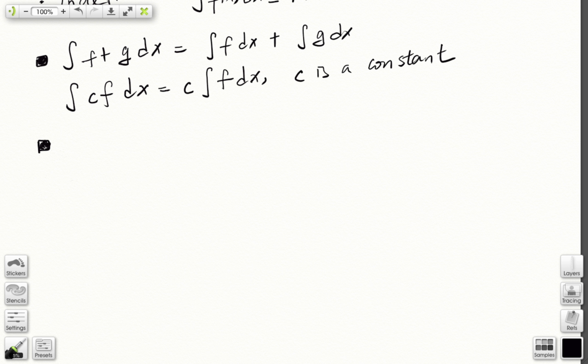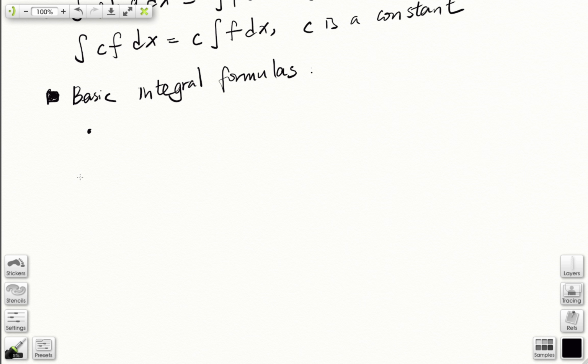As for the second one, it is some basic integral formulas. I'll just write them down and hopefully you can remember them. And if you don't, you can always refer to this or any table of integral formulas that you can find online. There are dozens of them.